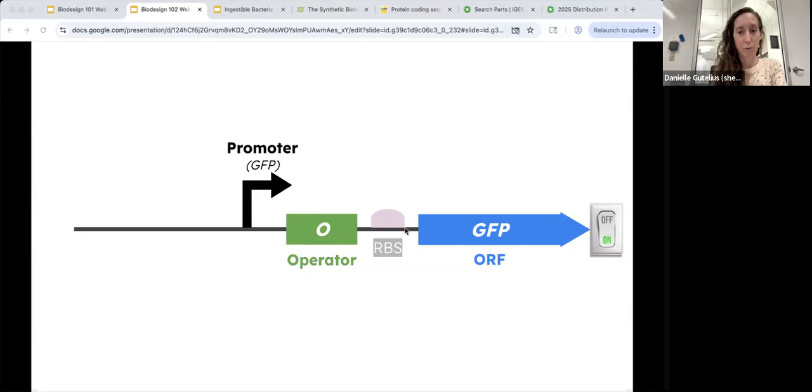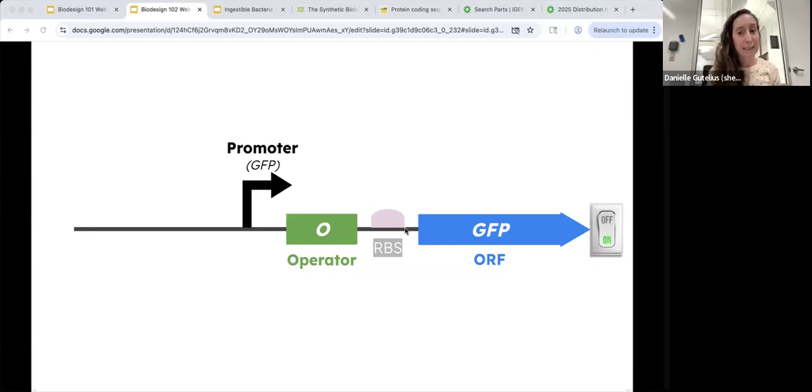Now we want to build a biosensor that only fluoresces green when a certain chemical is present. So you tell me, do we want this GFP circuit to always be on? Yes or no? What do we think? Good. I'm seeing some no's. Excellent. Yeah, we don't want it to always be on. We only want it to be on when the chemical that we're looking for is present.